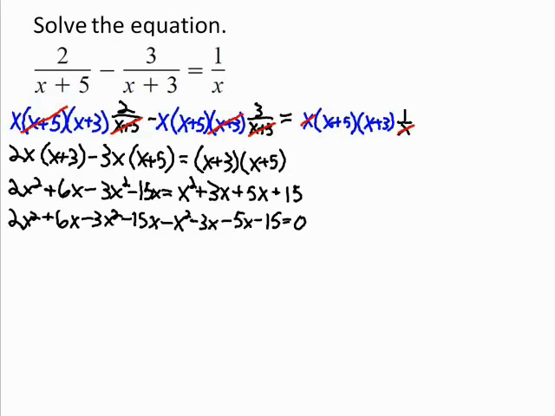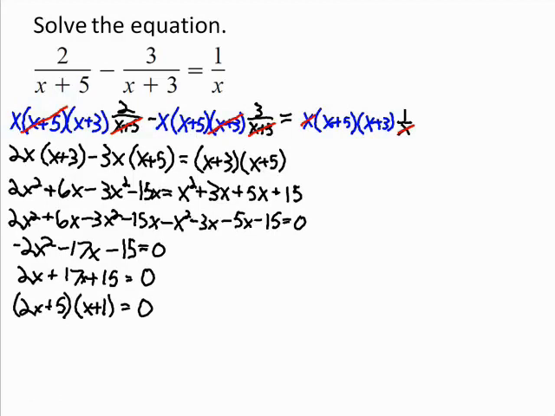Combine like terms. Negative 2x squared minus 17x minus 15 equals 0. Multiply each side by negative 1. 2x squared plus 17x plus 15 equals 0. This factors into 2x plus 15 and x plus 1. The left side of this equation is equal to 0 when either factor is equal to 0. Set each factor equal to 0 and solve for x. 2x plus 15 equals 0 and x plus 1 equals 0.